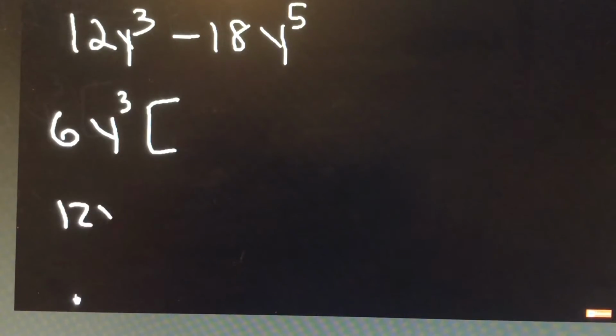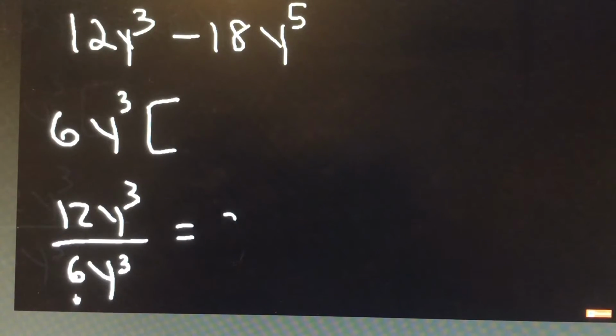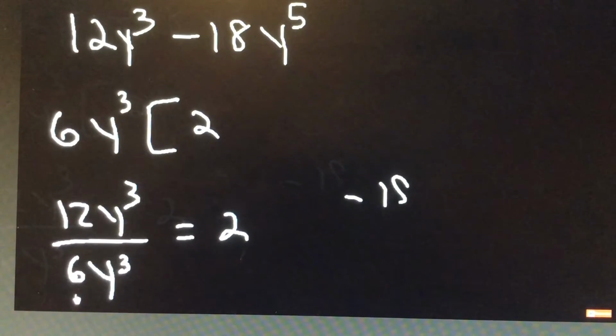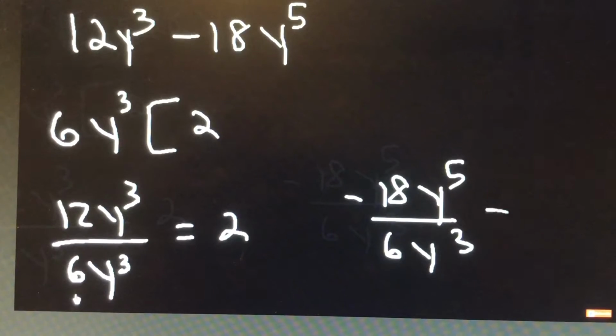Now 12y to the 3rd divided by 6y cubed is simply 2. The y variables cancel. 3 minus 3 is 0, y to the 0 is 1. Negative 18y to the 5th divided by 6y cubed. Negative 18 divided by 6 is negative 3, and 5 minus 3 is 2, so this is negative 3y squared.